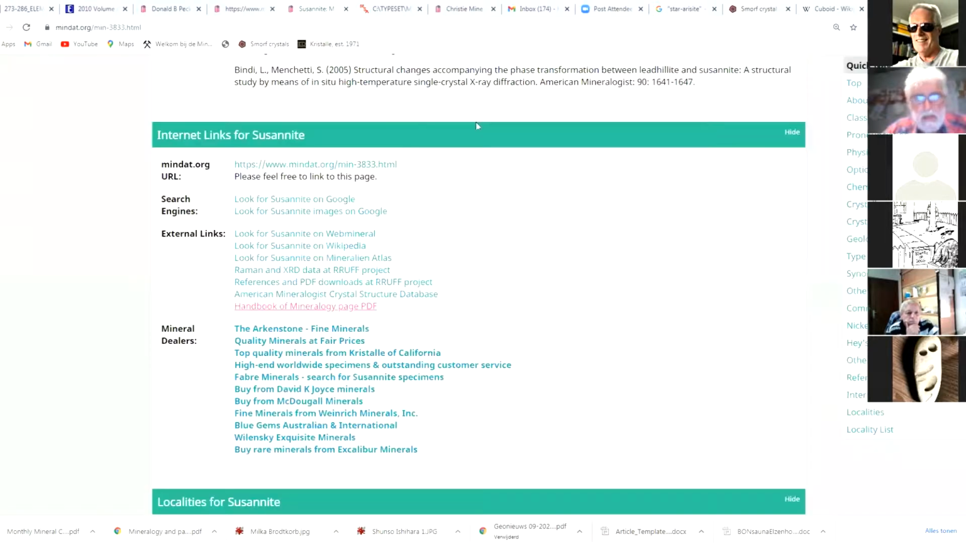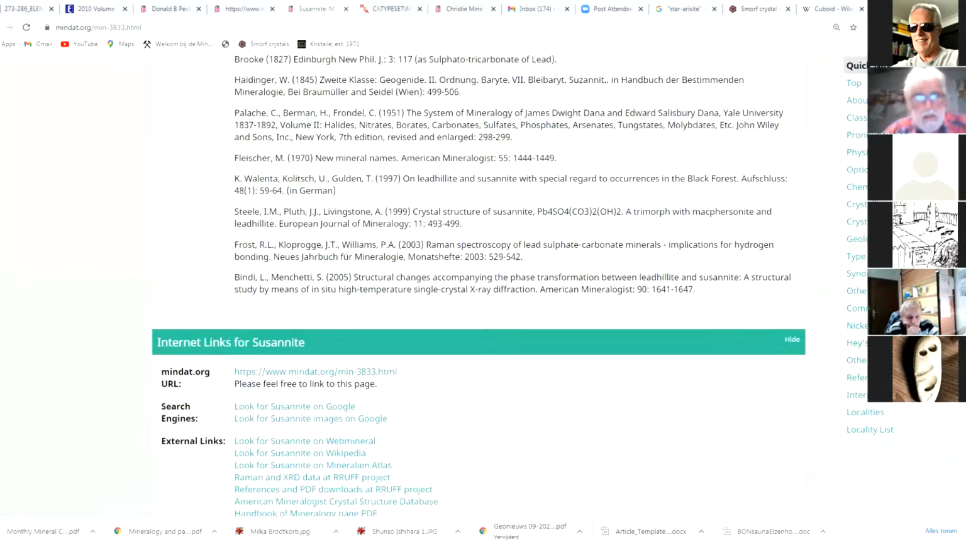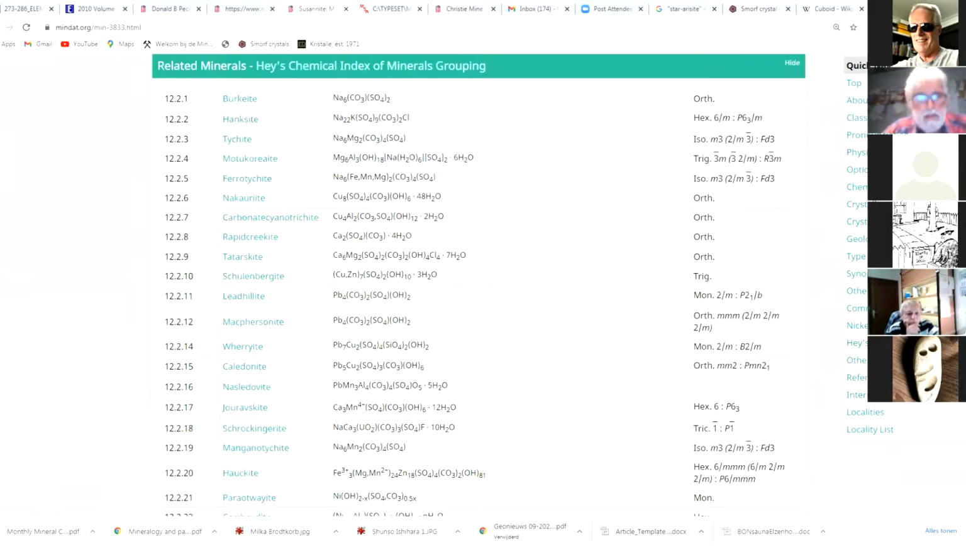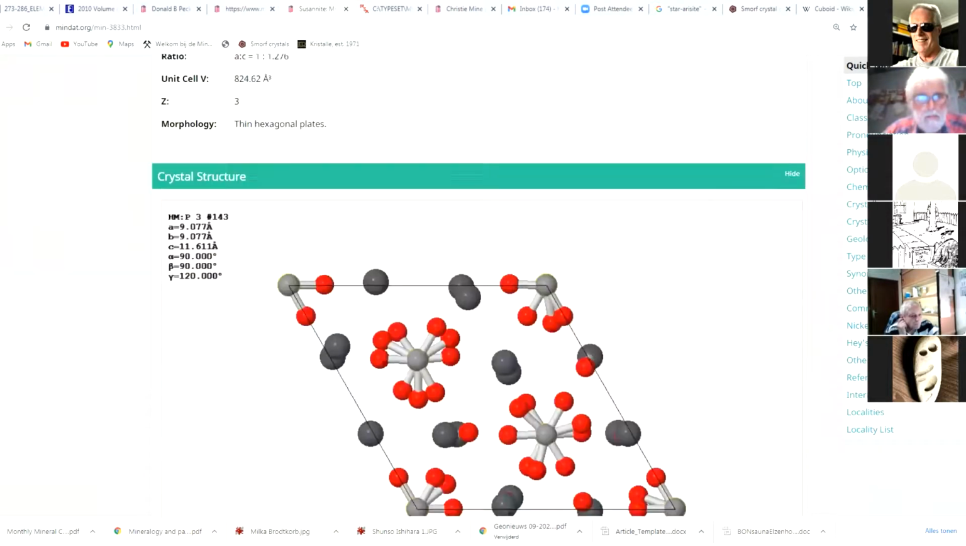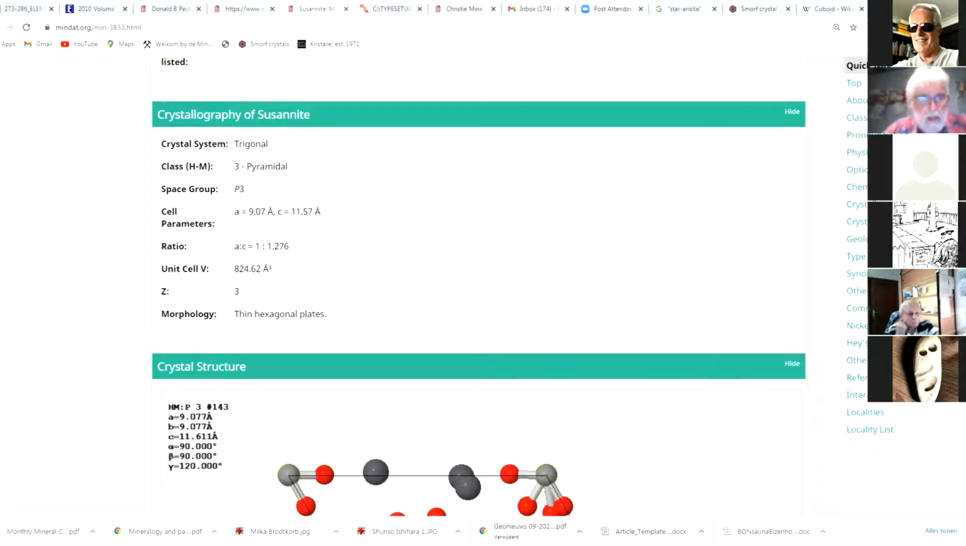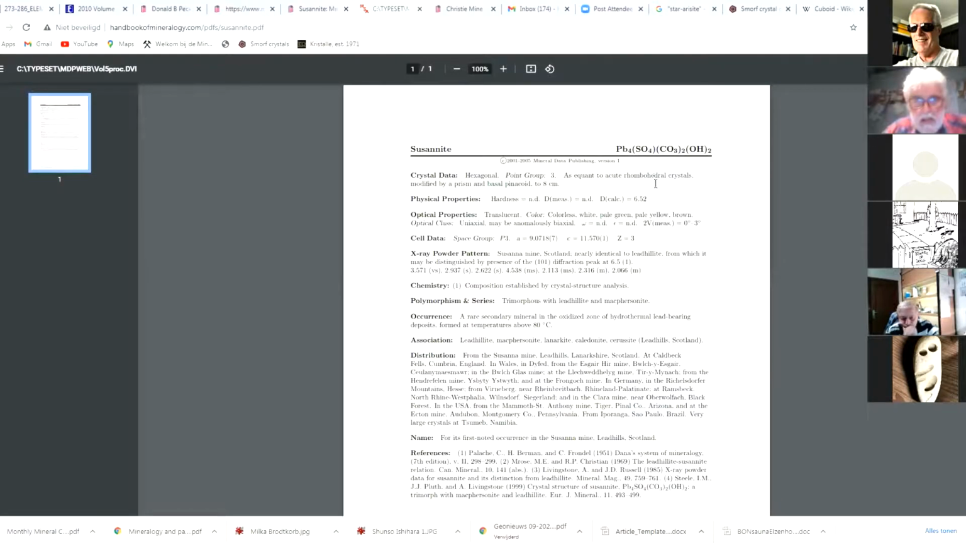Let's see what they say about common crystal faces. Now it says thin hexagonal plates. So hexagonal in this case being 6-sided. Let's have a look again at the Handbook of Mineralogy. Here it says, oh, and it actually says the crystal system is hexagonal. Well, yeah, okay, hexagonal.